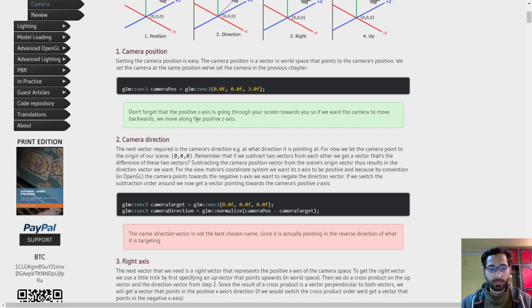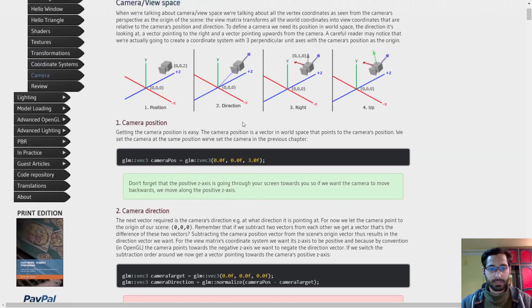So if we want the camera to move backwards, we move along the positive z-axis. So as it's showing here, if you want the camera to move back, that will be towards this blue axis. So that will be the positive z-axis. So that's why this z component is set to a positive number, that we were moving the camera back.